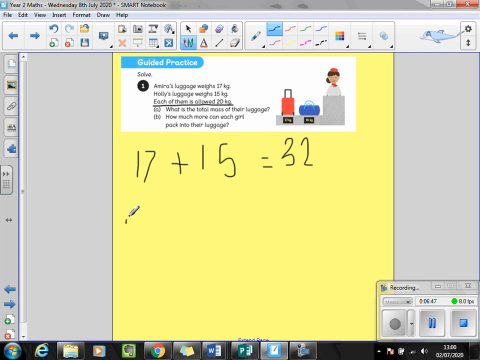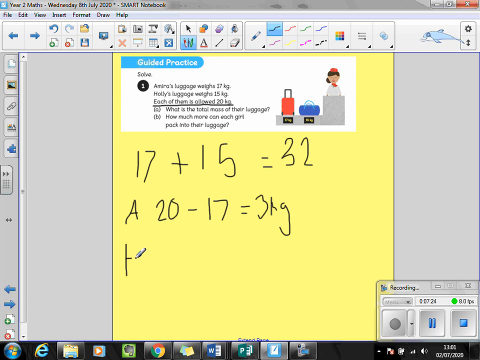So if we look at Amira first, I'm going to write an A to remind me that that is Amira. She's allowed 20 kilograms. She's only used 17. So I'm going to subtract the 17 kilograms that she's used from the 20 kilogram allowance to leave us with 3 kilograms. And I did that really quickly because I know that 17 add 3 more would get me to 20. So therefore 20 take away 17 leaves me with 3.